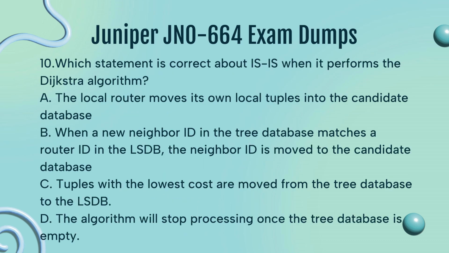10. Which statement is correct about IS-IS when it performs the Dijkstra algorithm? A. The local router moves its own local tuples into the candidate database. B. When a new neighbor ID in the tree database matches a router ID in the LSDB, the neighbor ID is moved to the candidate database. C. Tuples with the lowest cost are moved from the tree database to the LSDB. D. The algorithm will stop processing once the tree database is empty.